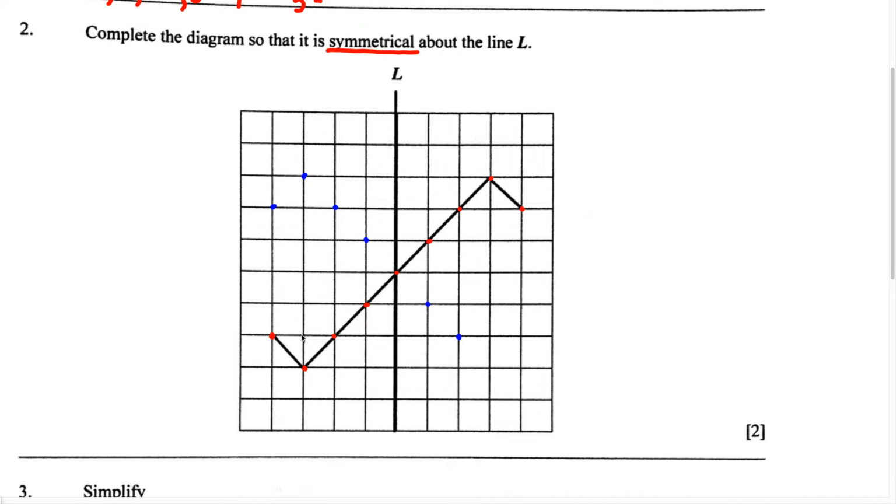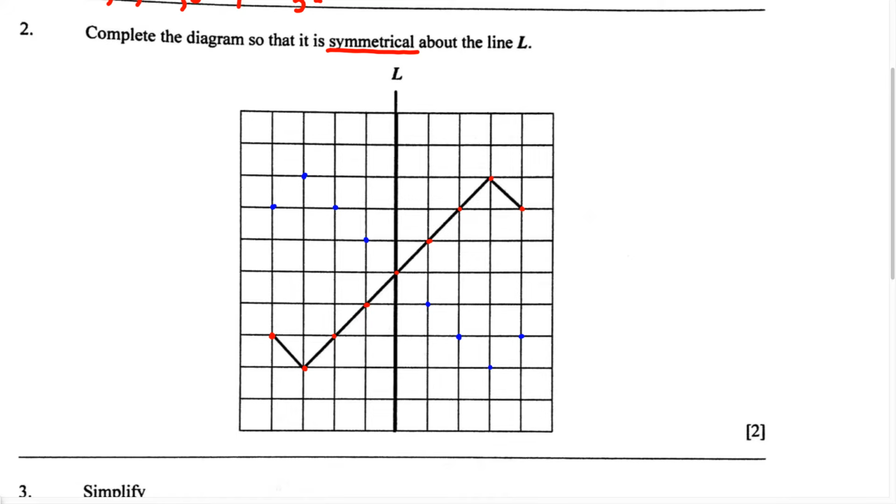We have 1, 2, 3, 4 places away from the mirror line. So we're going to go 1, 2, 3, 4. This is our point right here. Now for our last point, we have 1, 2, 3 places away from the mirror line. So we're going to go 1, 2, 3. Therefore, our last point is going to be plotted right here.